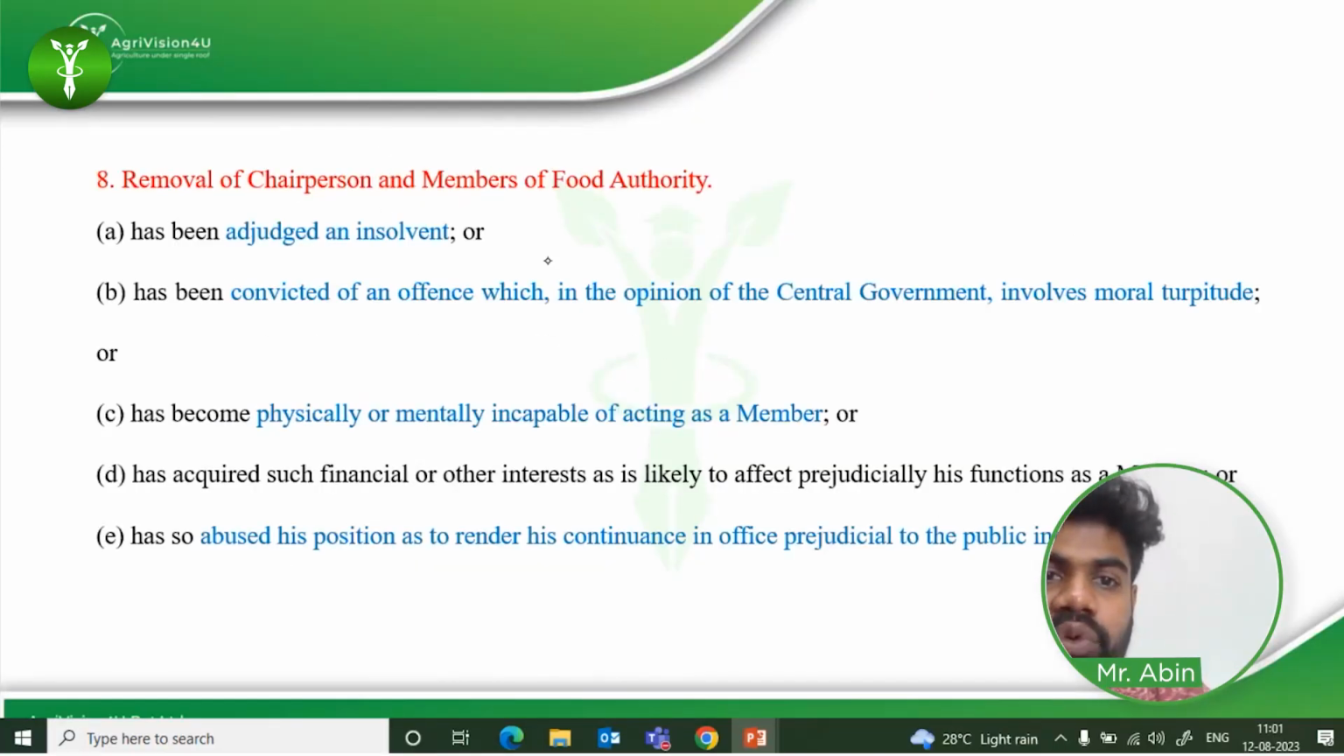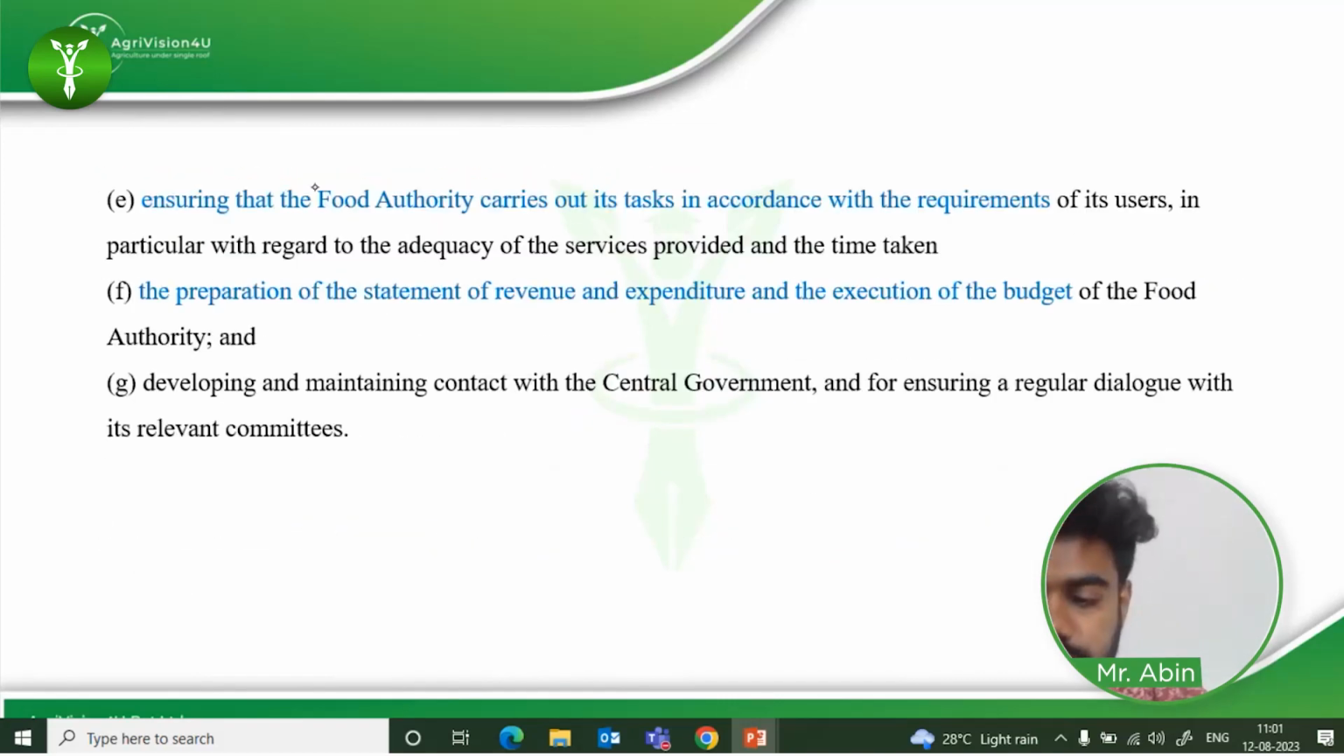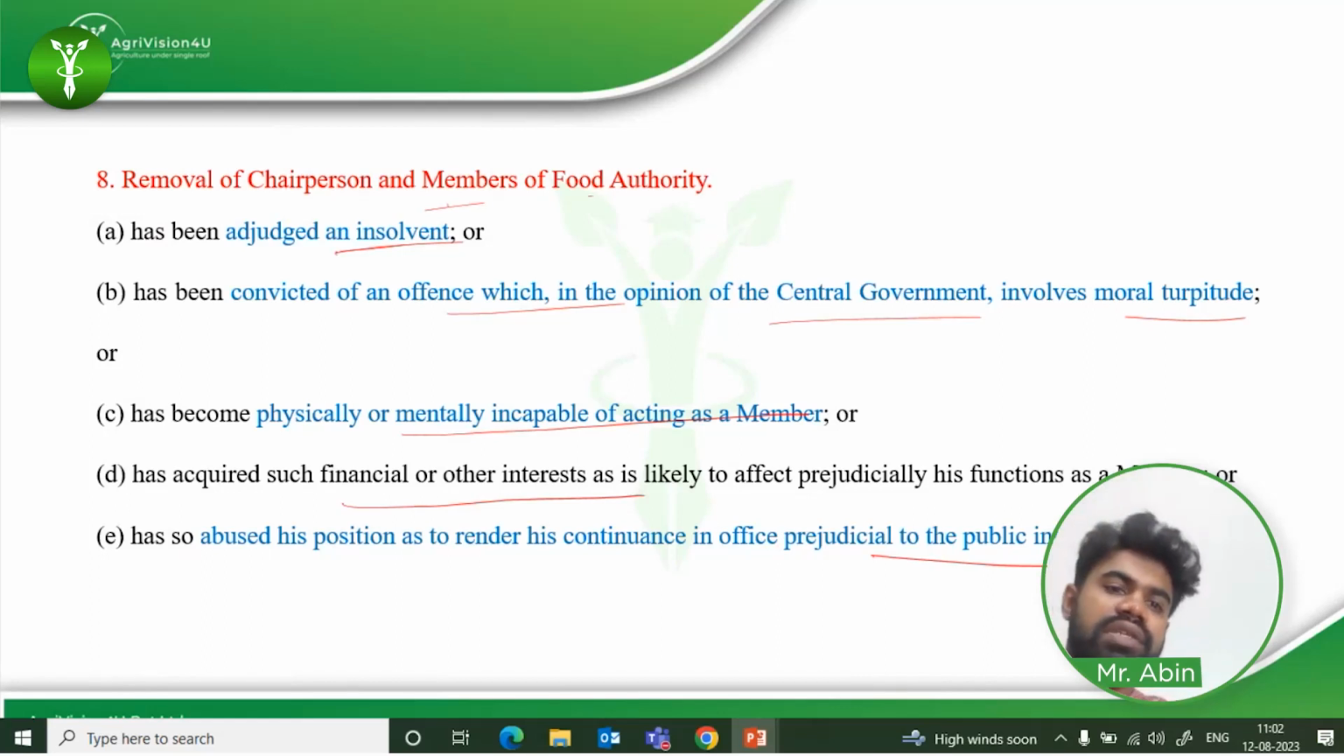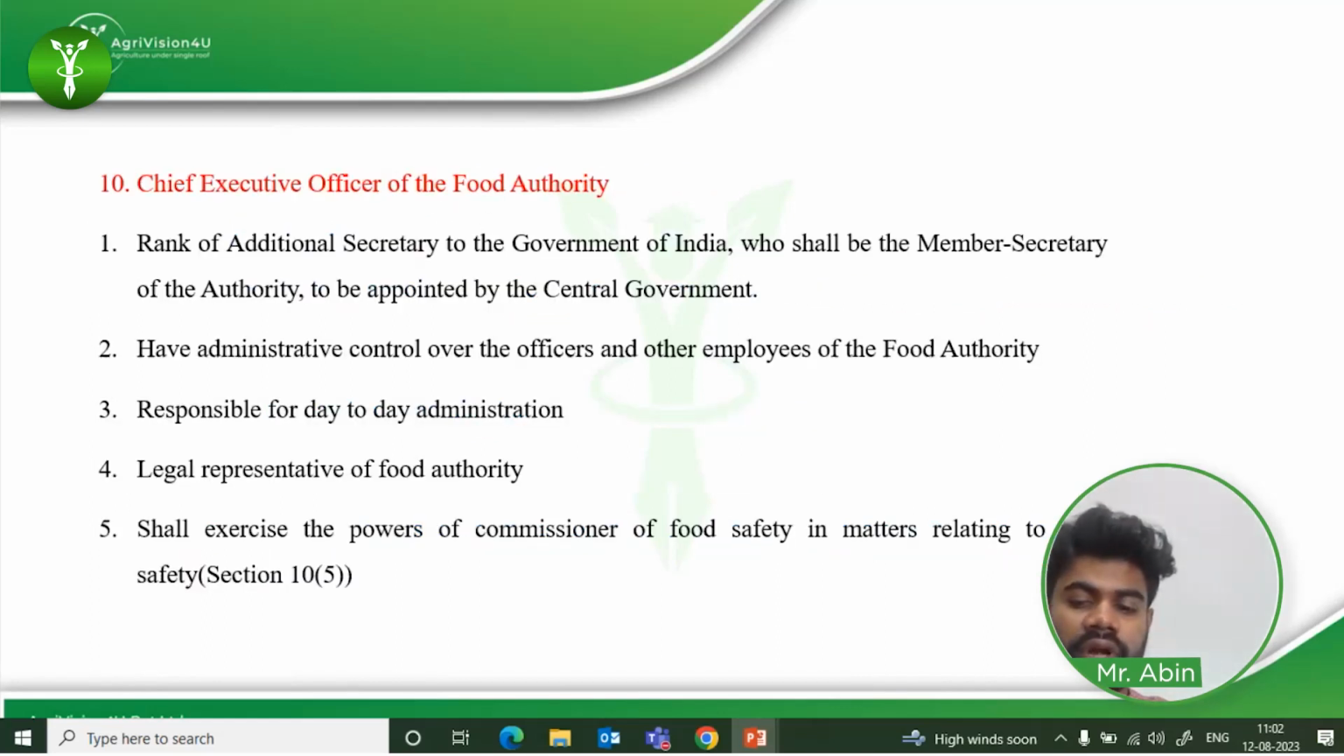Now, removal of the chairperson, like I have already told you, but why they are doing it, and in what cases will removal happen? If involved in any insolvency or financial issues, convicted of an offense which, in the opinion of the central government, involves moral turpitude, physically or mentally incapable of acting as a member, or has a financial or any other interest which will affect him in doing his function as a member, or abused his position to render his office prejudicial to public interest. All these will be reasons to remove a chairperson or other members.